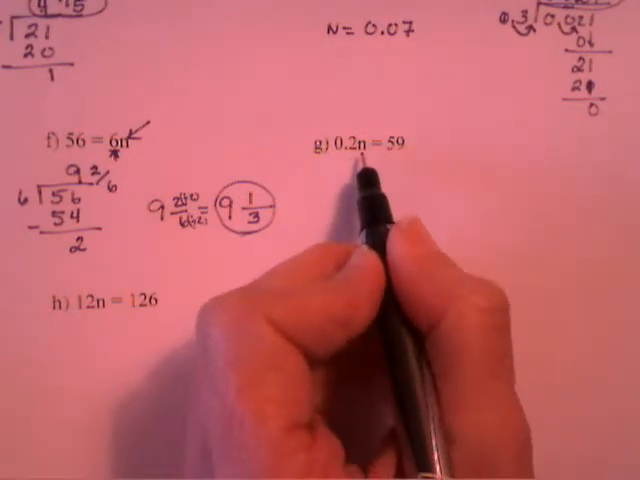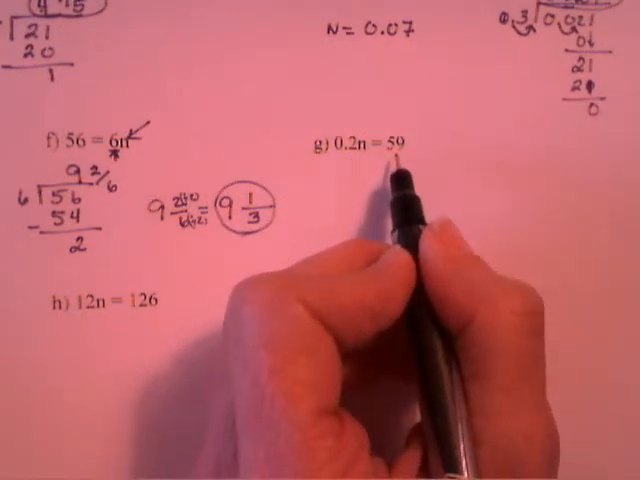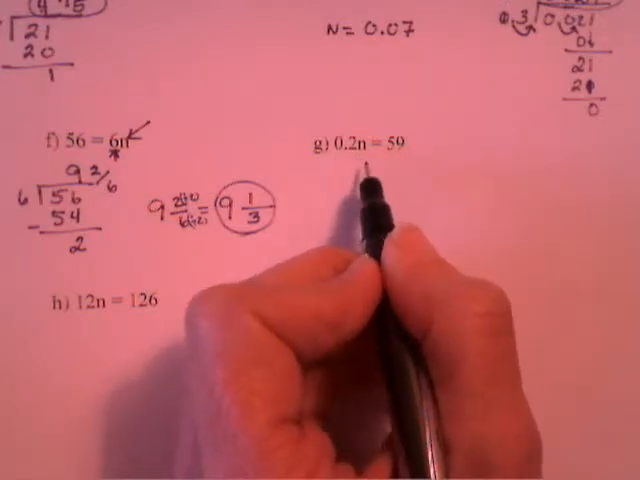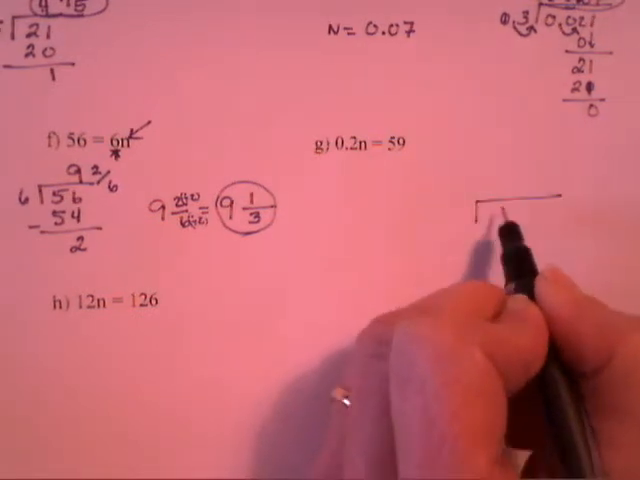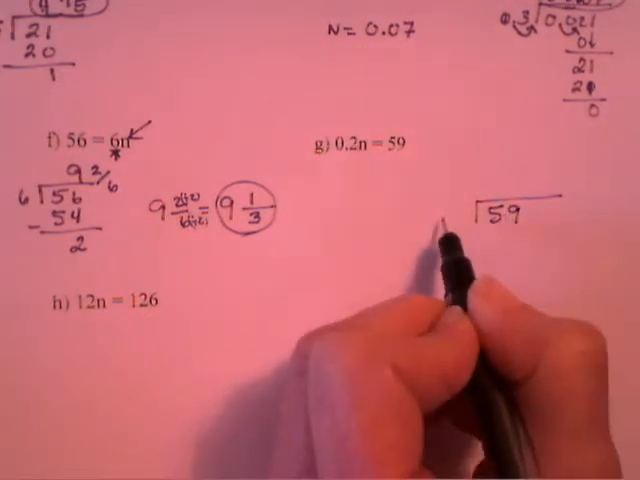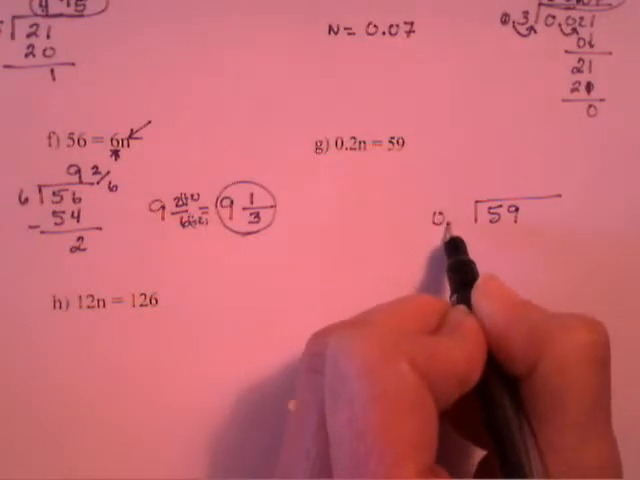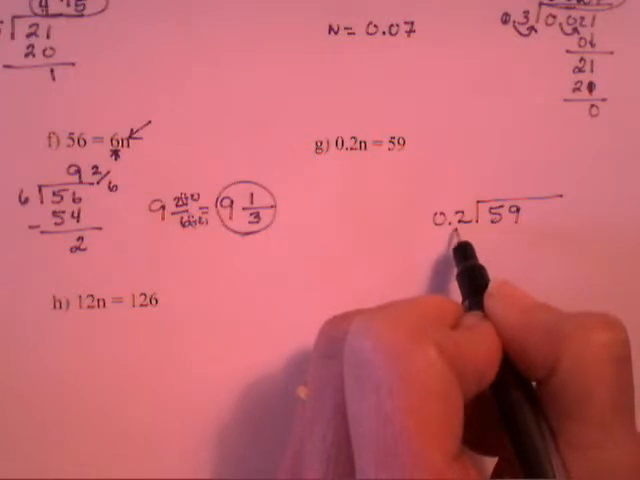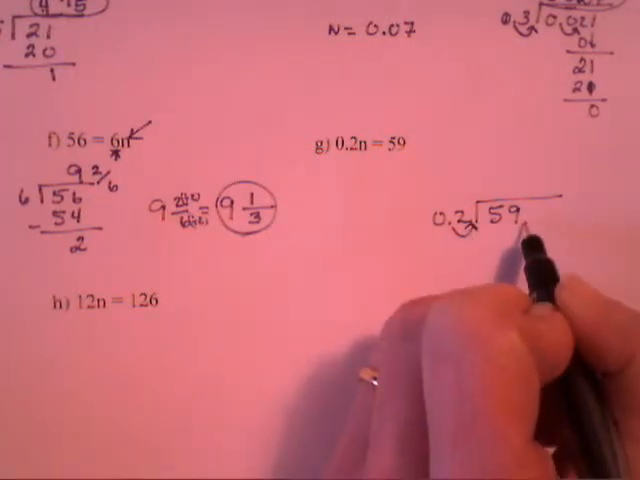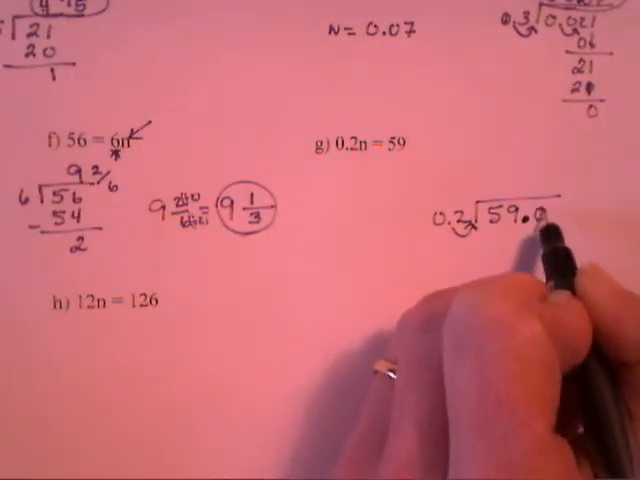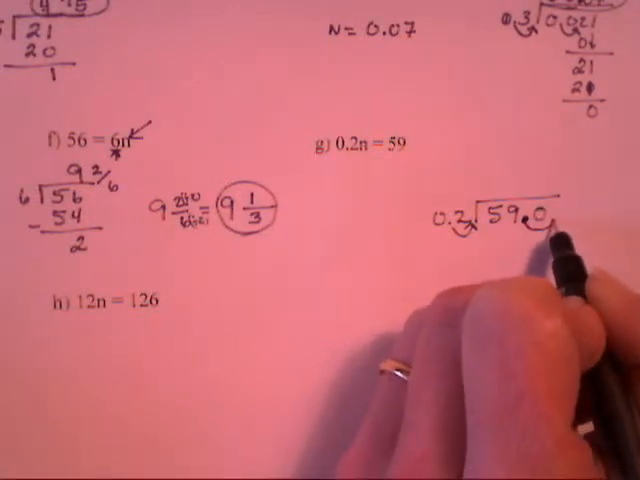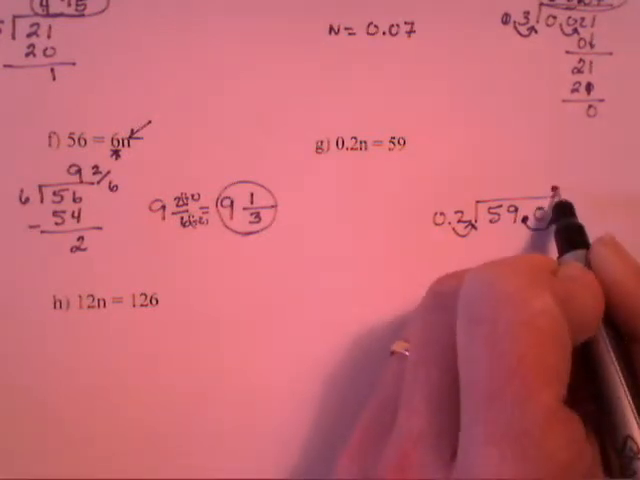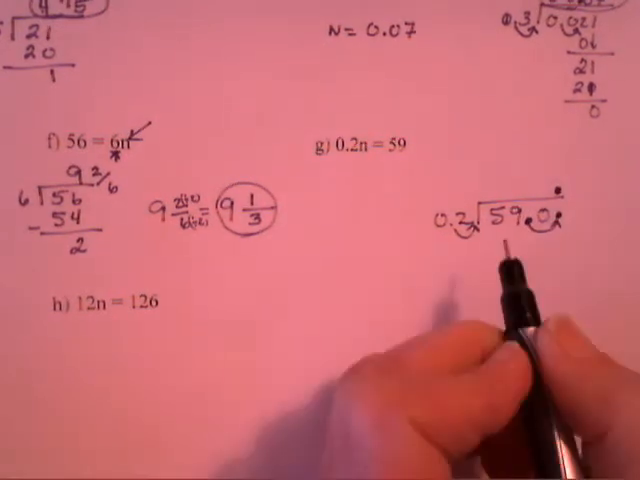So here we have 2/10 times something is 59. So I'm sticking with the decimal form because I have a decimal here in my 2/10. So I'm going to take my 59, I'm going to divide it by 2/10 to figure out what n is. Well, I have to clear this decimal, so I bring this over 1 to the right. Well, let's stick a decimal here so I have something to move. I'm going to move this over 1 to the right, and that's where my decimal is going to go. I float my decimal straight up and start doing my division.